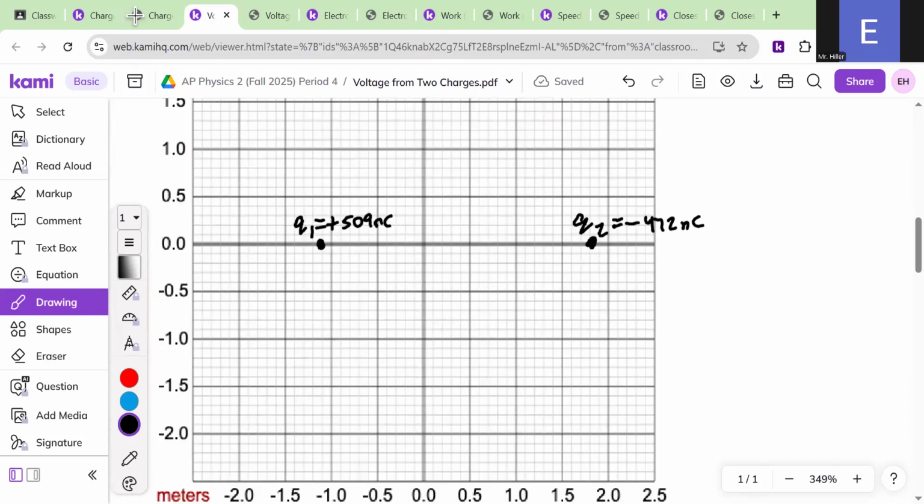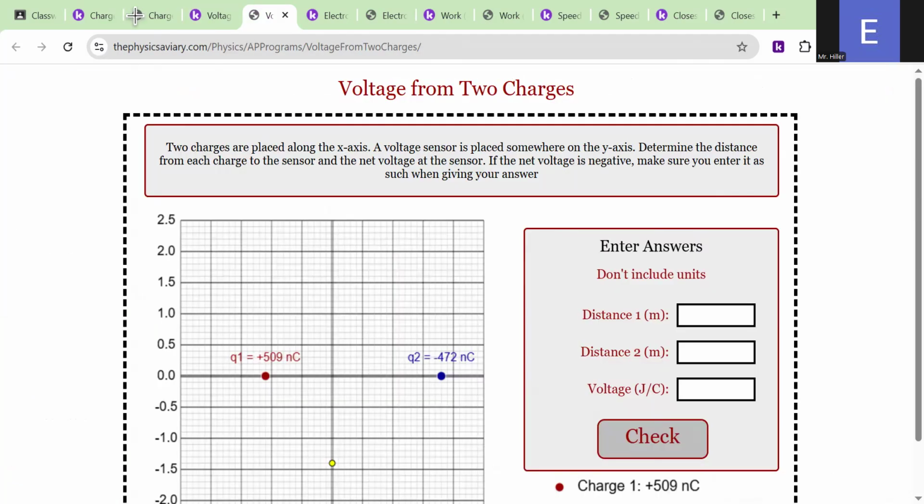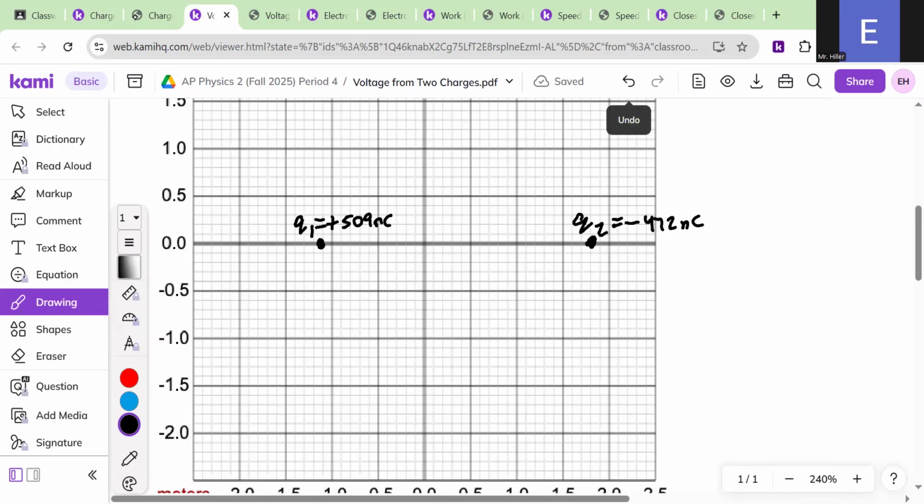Okay, we got that. Now my sensor location is at 1.4 down on the y-axis down here. So put your sensor location on your graph. I'm going to call that point P. We have to find those distances. Call this R1. We'll call this R2. The only thing we have to do is a little Pythagorean theorem to figure that out.